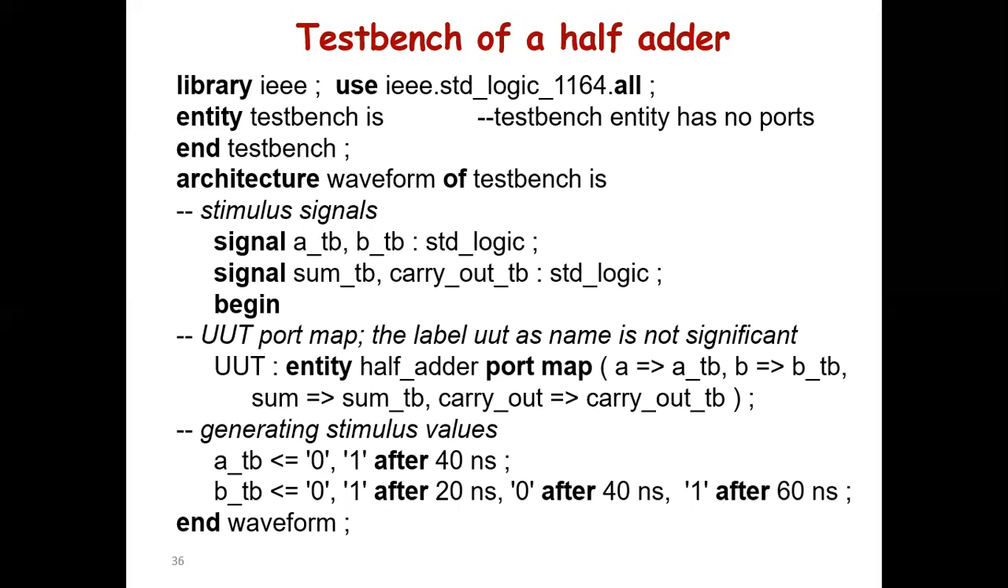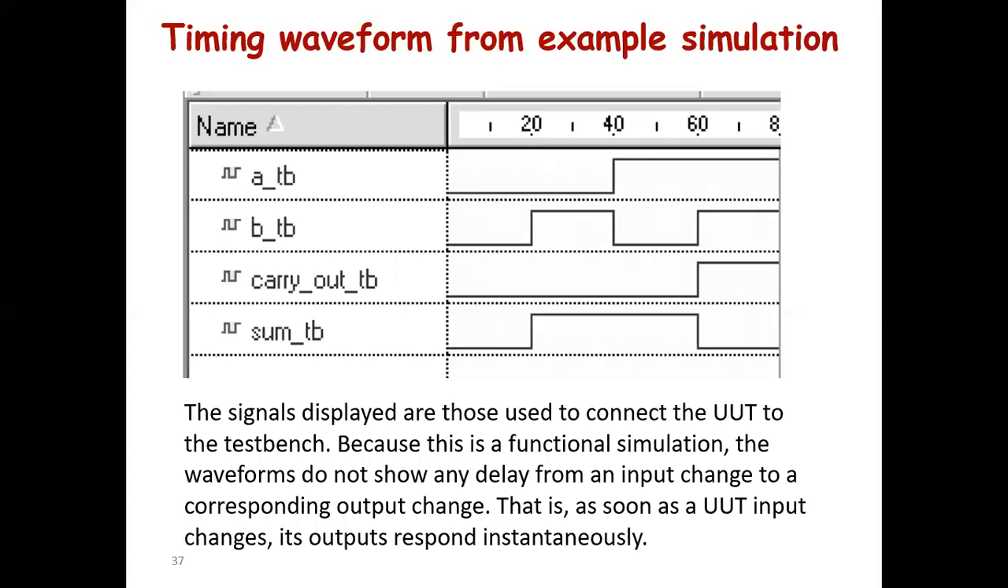Then A is equal to 0, 1 after 40 ns, B is equal to 0, 1 after 20 ns, 0 after 40 ns, 1 after 60 ns in the waveform. So this is the format of the output. The signals displayed are those used to connect the UUT to the test bench. Because this is a functional simulation, the waveforms do not show any delay from an input change to a corresponding output change. That is, as soon as a UUT input changes, its output responds instantaneously.